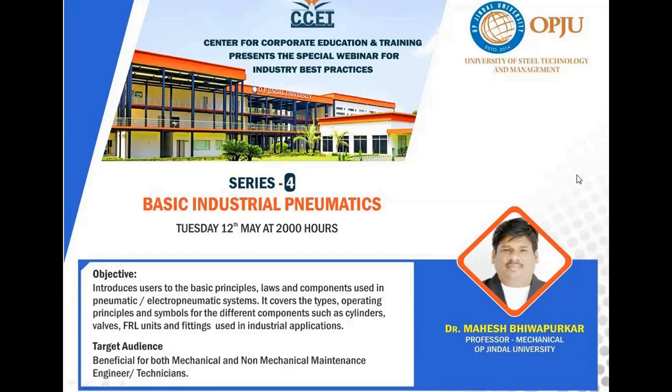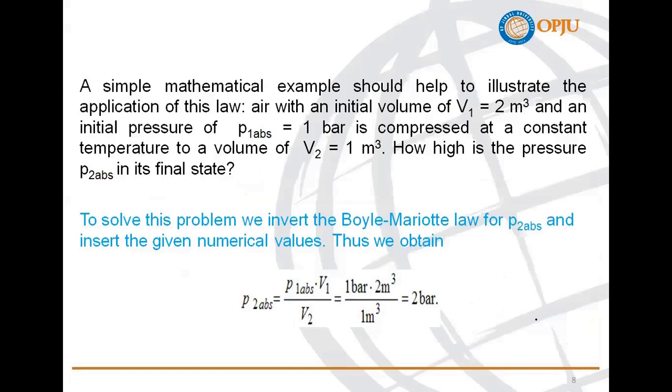So, this is Boyle's law. Take an example. If the pressure is 1 bar and my volume is 2 cubic meter, I have to compress the air from initial volume 2 cubic meter to final volume 1 cubic meter, and the initial pressure is 1 bar, say atmospheric pressure. Then what will be my final pressure? From this formula I can say that my final pressure will be equal to 2 bar.